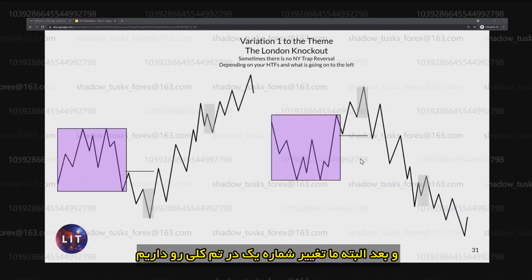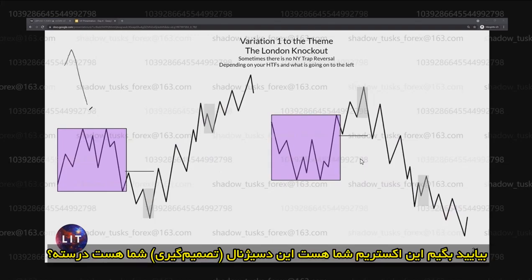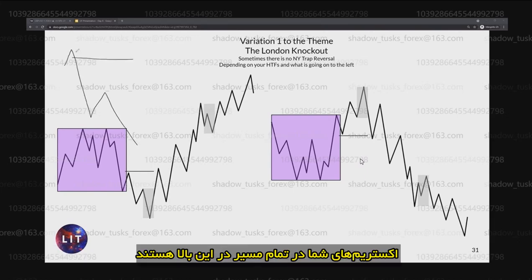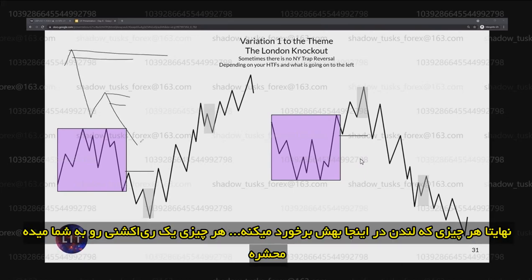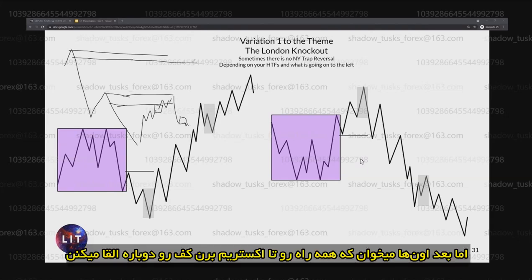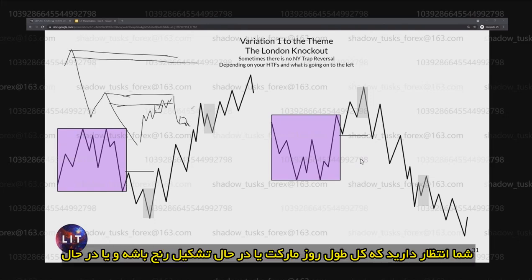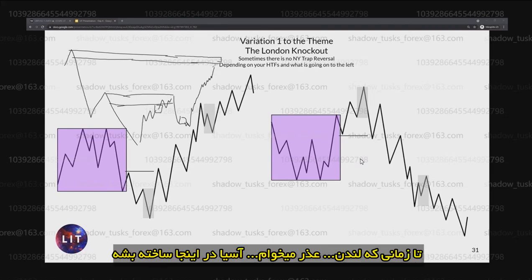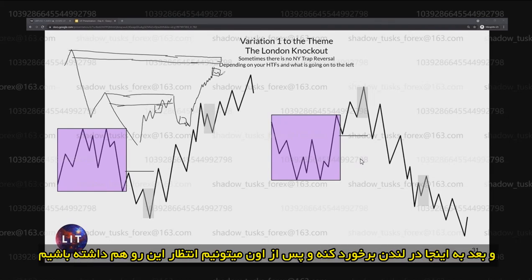Then of course we have variation 1 to the theme, which is the London knockout, because sometimes, if you're in the middle, let's say this is your extreme and this is your decisional. The extreme is all the way up here, your decisional is here. Whatever London taps in here, whatever gives you a reaction, awesome. But then the next day London is here, and they want to go all the way to the extreme and induce low. Again, you expect the whole day to be ranging or trending until Asia is getting traded here and then taps into here in London, and then you can expect this as well.